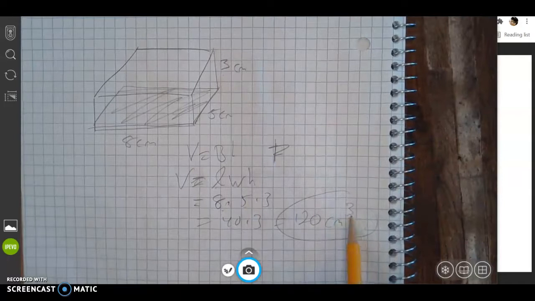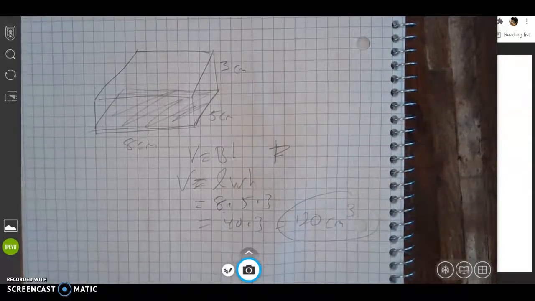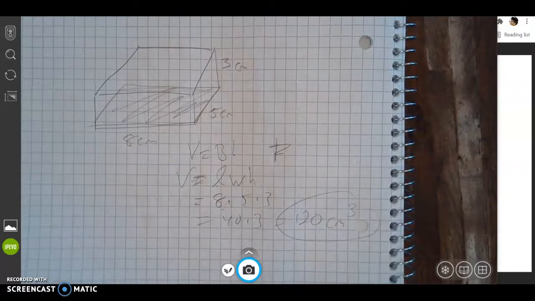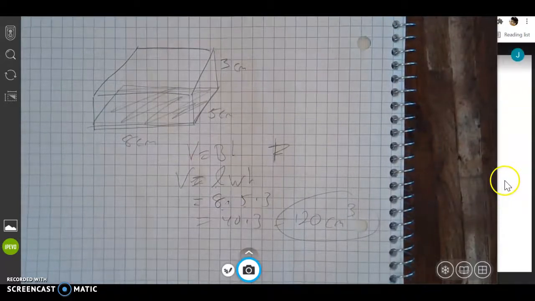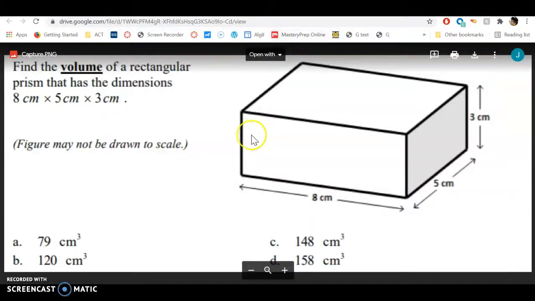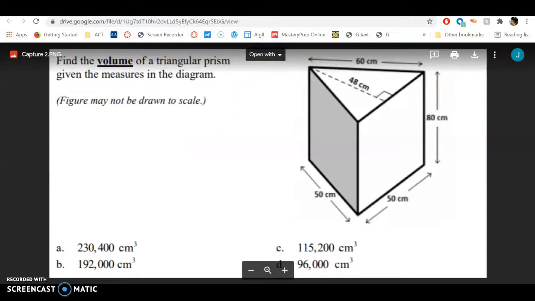Volume is cubed, 3 dimensions. Area is squared, 2 dimensions. That's how you remember it. There you go. Okay. Last one. Doing good. All right. That was B. Let's go to this one. Ooh. Right, triangular prism. What do you got? Ready, set, go.